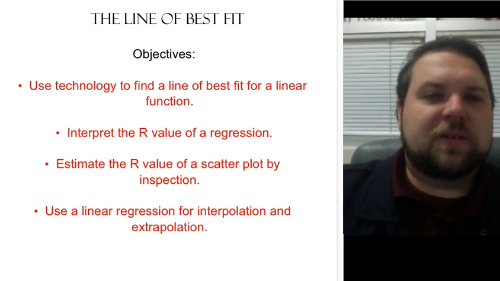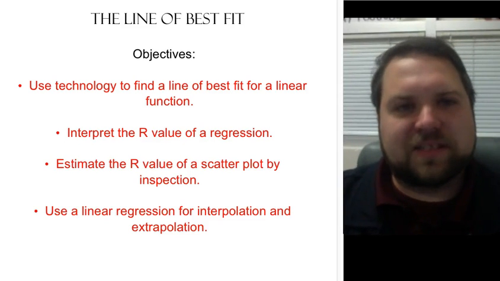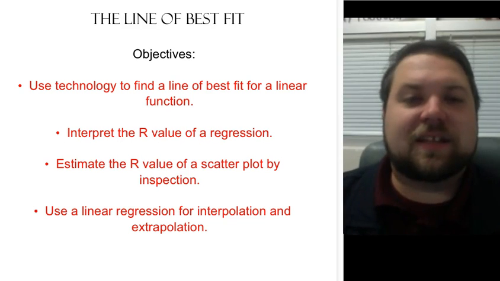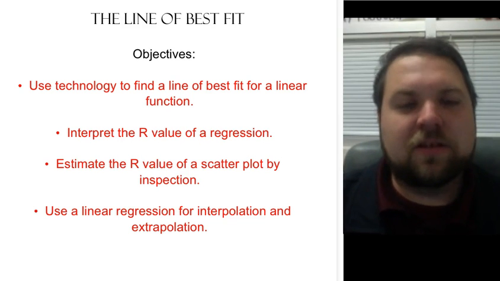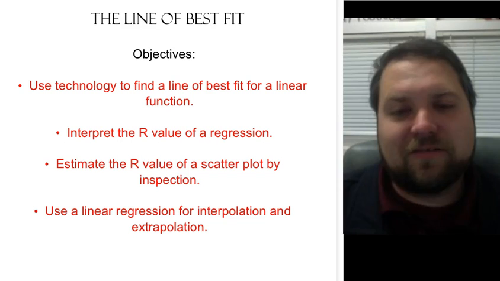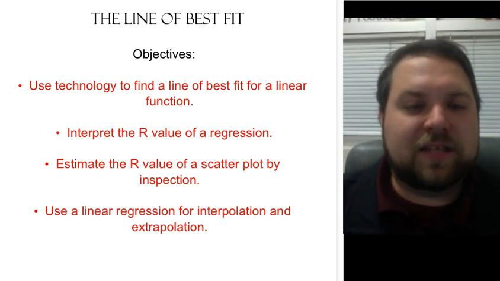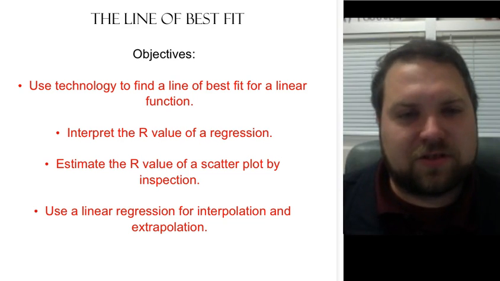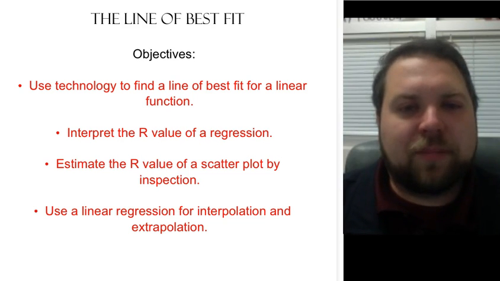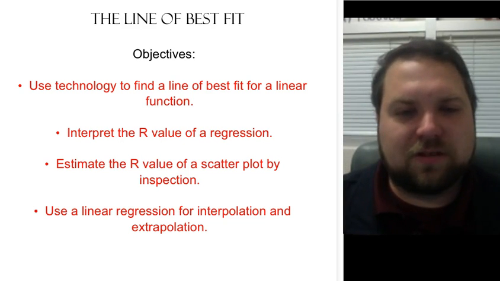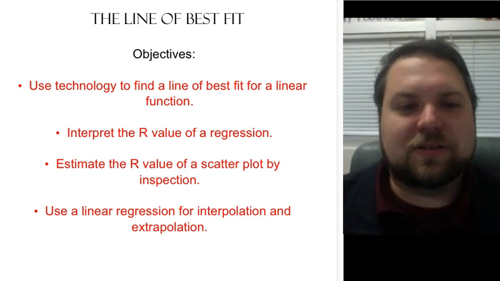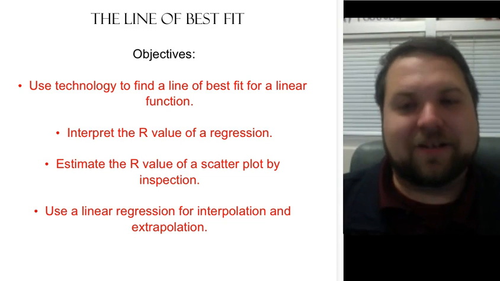In this video, we're going to be looking at the line of best fit through a scatter plot. We're going to use technology to find that line of best fit. We're going to interpret the R value, what's called the correlation coefficient for the regression, and we're going to estimate that correlation coefficient, again R, by looking at the scatter plot, and we're going to use a linear regression for what's called interpolation and extrapolation, which will make more sense later, I promise.